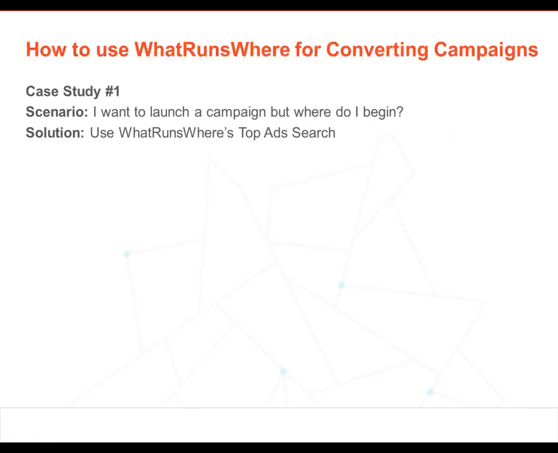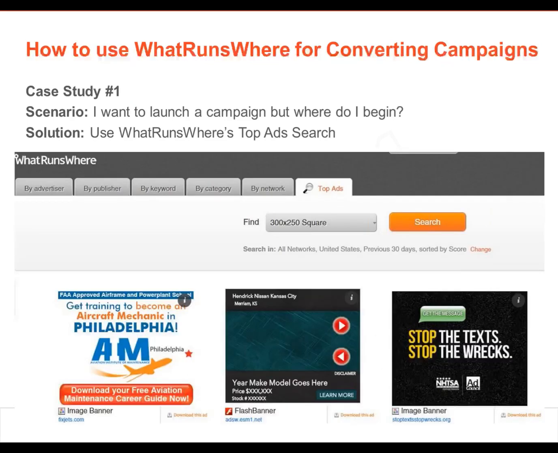So we have a couple different case studies about how to use WhatRunsWhere within our product to find successful campaigns, and I'll tie each of those back to a way that you can do it for free as well. So in our first case study, I want to launch a campaign, but where do I begin? So we have something called our top ad search in WhatRunsWhere. What this does is it pulls up top ad creatives across the entire country you're searching or the entire internet.